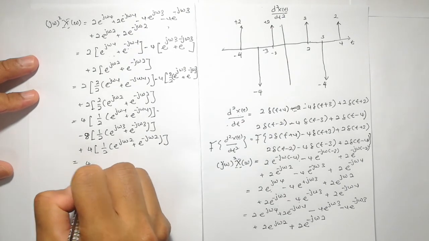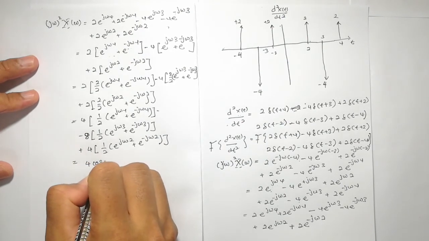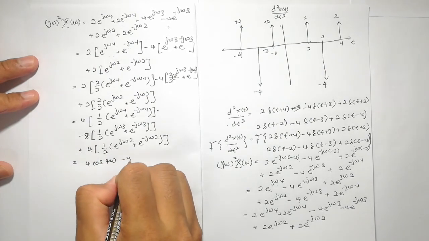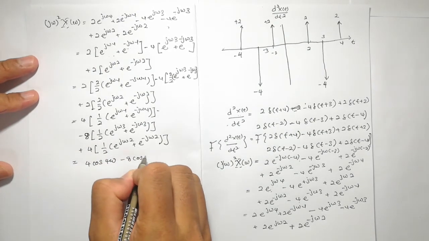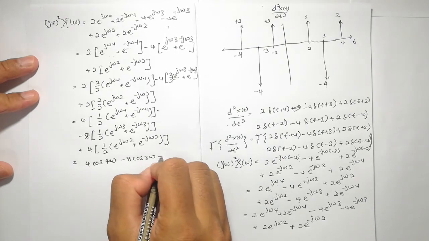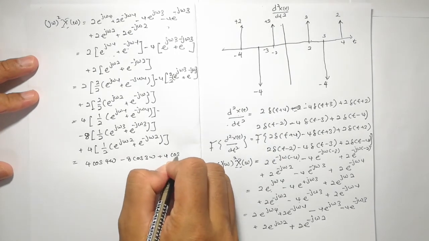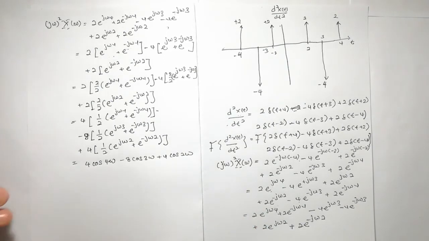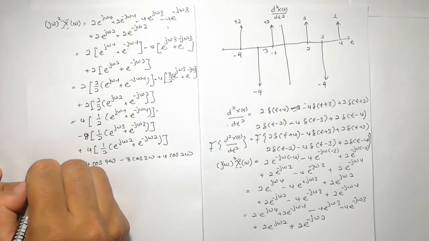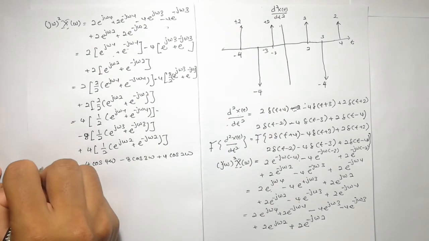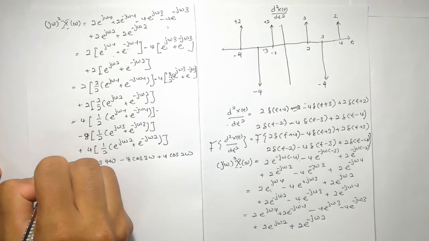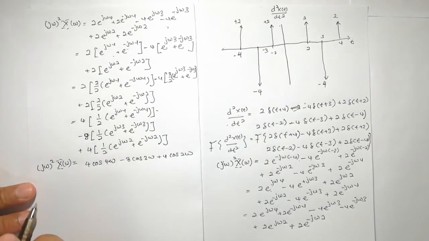4 cos 4ω, and then negative 8 cos 3ω, and then plus 4 cos 2ω. Okay, so we have this one, the Fourier transform for this one. So you have (jω) squared X(ω). So now we can find our X(ω).